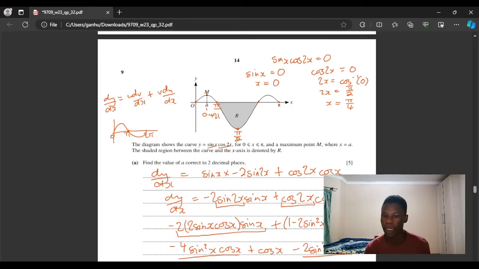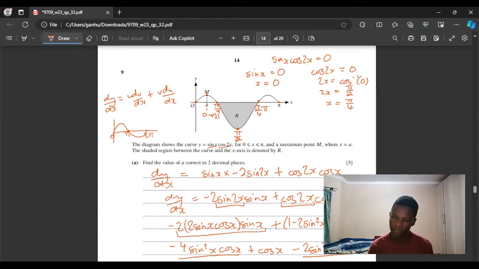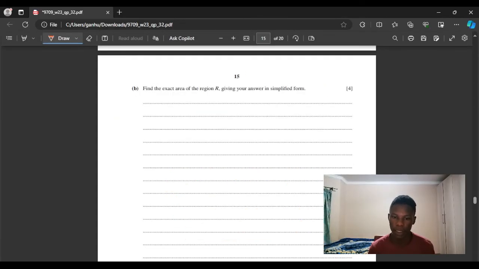and pi over 4 is actually this point over here, and we can find this other point by simply saying pi minus pi over 4. So this should be 3 over 4 pi. So those are our two limits. And we are integrating our function sine x cos 2x to find the area of the shaded region. So it's the integral of sine x cos 2x with respect to x from pi over 4 to 3 over 4 pi.